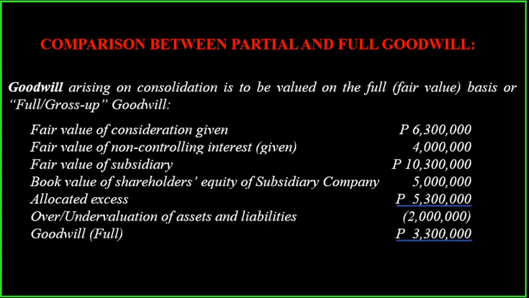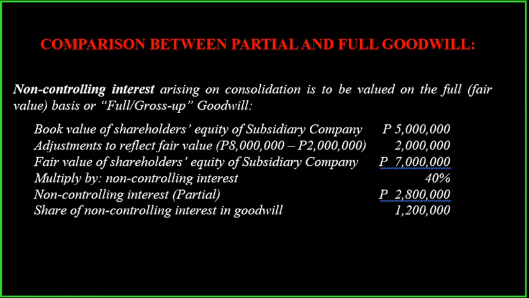So, ayan, nag-gross up na siya. Okay, so under full goodwill, you will have 3,300,000. Ganun lang yung gawin nyo. Okay, and then the book value, tama. Your NCI naman, share of non-controlling interest in goodwill is 1,200,000. Dagdag tayo ng isa pang slide. Paano ba yun? Okay, ayan. Sige, gawin nga natin.